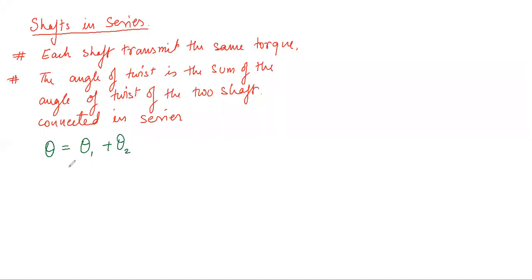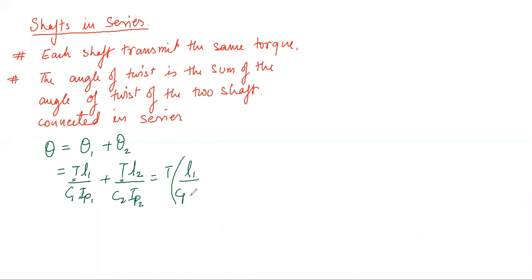So this can also be defined as, if you look at theta, this can be written as T L1 upon C1 IP1 plus T L2 upon C2 IP2, right? Now you saw that when shafts are in series, the same torque is generated in both shafts, so T and T in both cases is the same. So we can take T common and write L1 by C1 IP1 plus L2 by C2 IP2, right? This is theta.